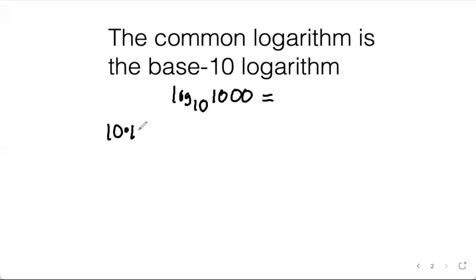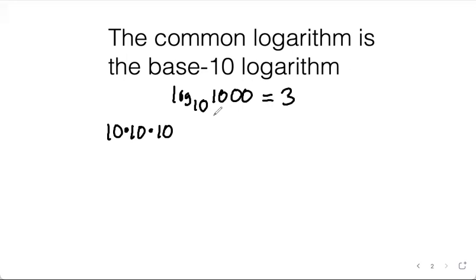Well, let's see. 10 times 10, that's 100. So not quite 1,000. Okay, well, let's multiply by another 10. Now we have 1,000, right? We got the number we're looking for. How many tens did we have to multiply? 1, 2, 3. So the answer is 3.